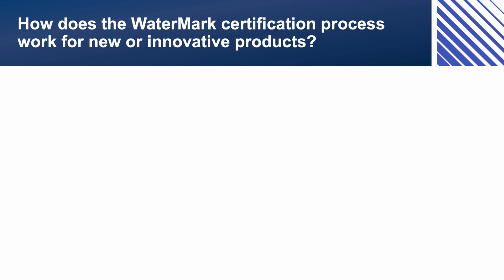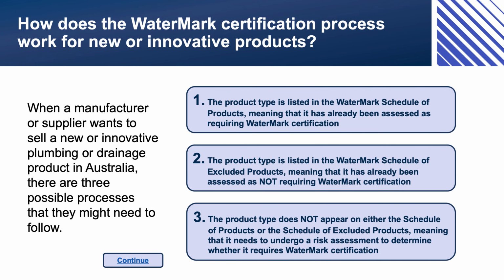How does the WaterMark certification process work for new or innovative products? When a manufacturer or supplier wants to sell a new or innovative plumbing or drainage product in Australia, there are three possible processes that they might need to follow.